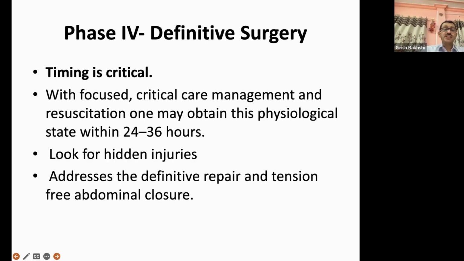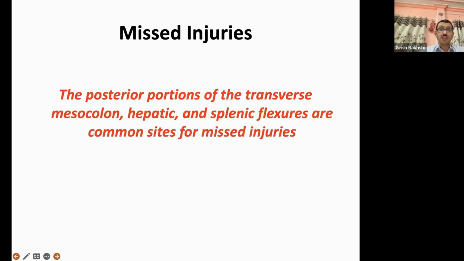Once your intensivist has done an excellent job, it now comes back to the surgeon who is going to take up this patient for definitive surgery as phase 4. He will look for hidden injuries when he is doing a definitive repair for the intestine. When we talk about missed injuries, they are basically the posterior aspect of the colon, like the posterior portion of the hepatic and splenic flexure of the colon, or the transverse mesocolon.